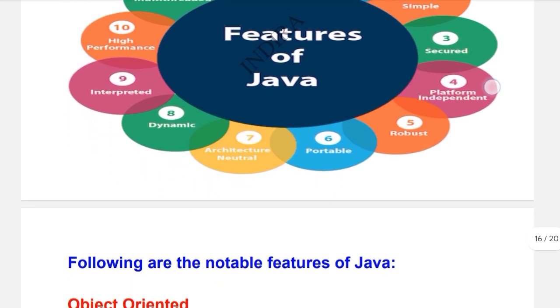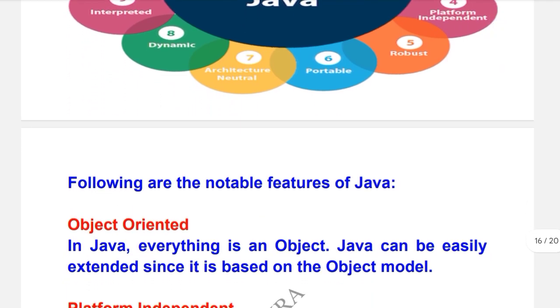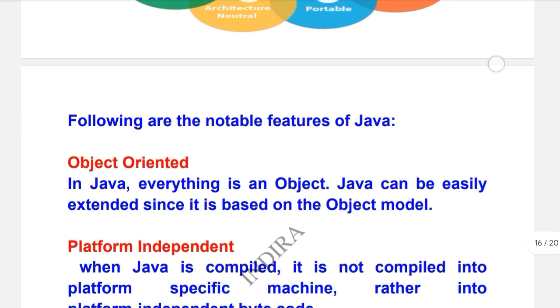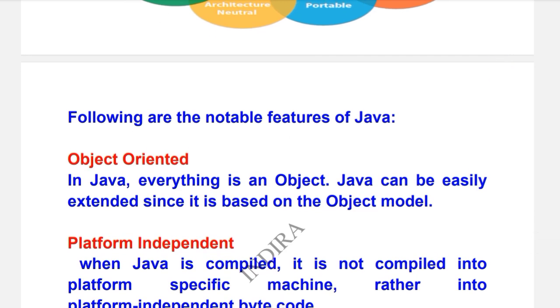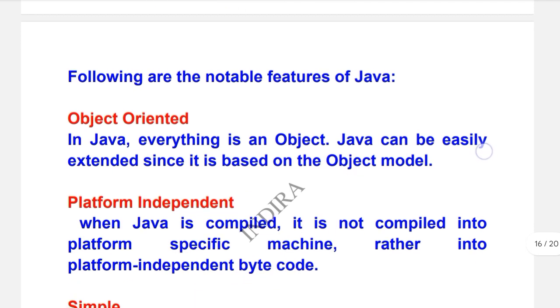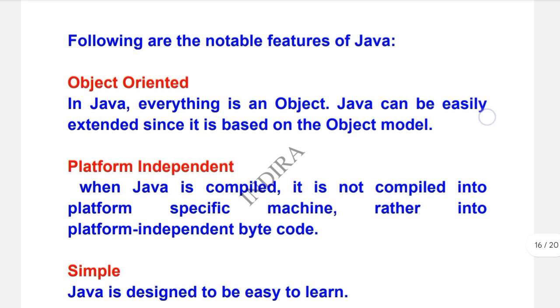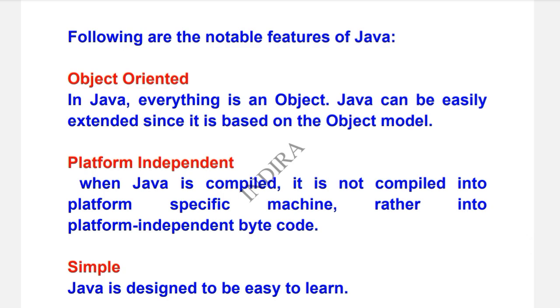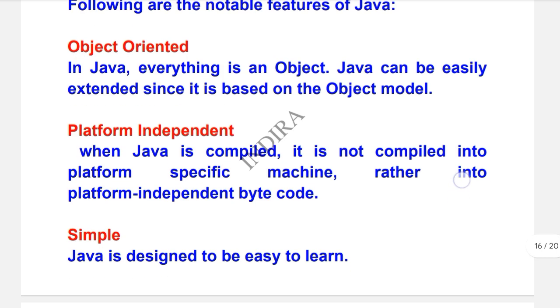First one is object oriented. In Java, everything is object oriented. That means we can convert our data into graphical representation. Since it is an object model, we can easily represent our data in graphical representation. Since it is object oriented and Java is platform independent, it doesn't require any specific platform to run; Java itself has a platform to run that program.